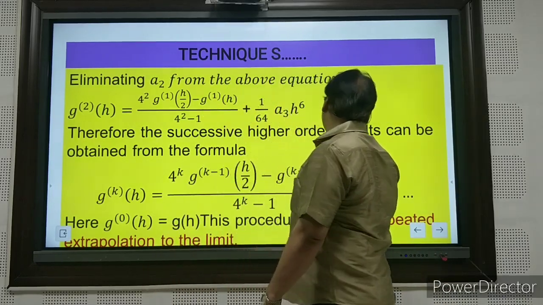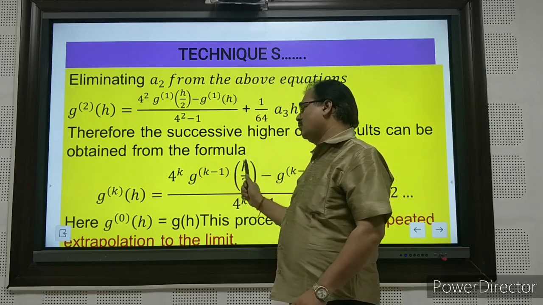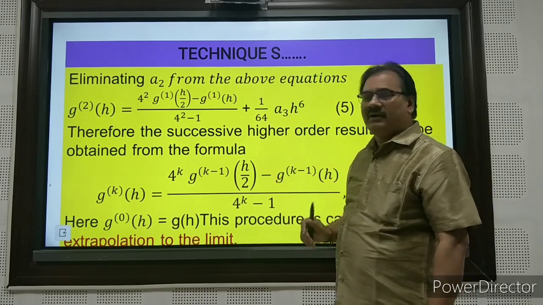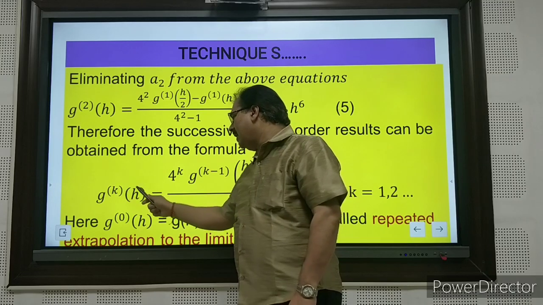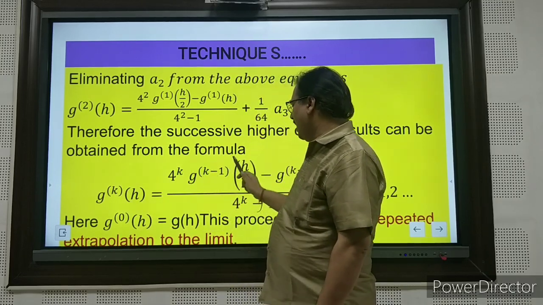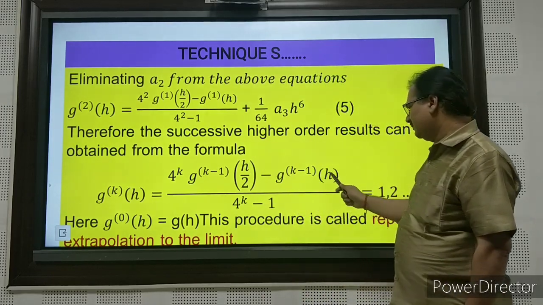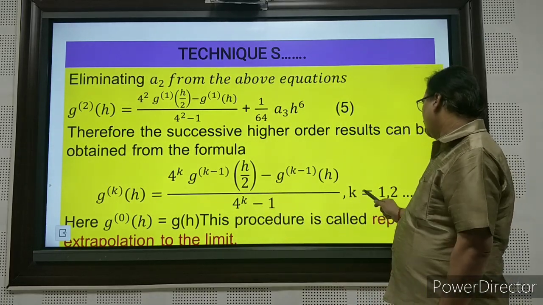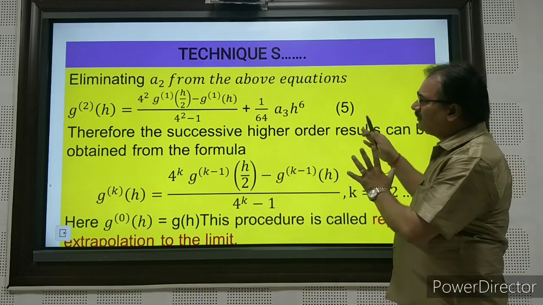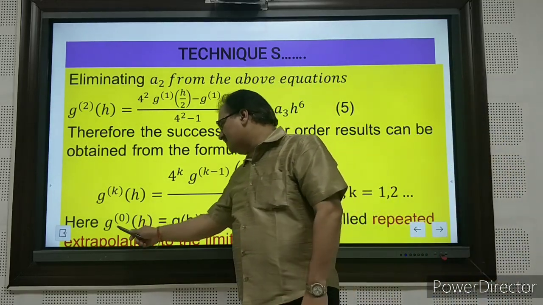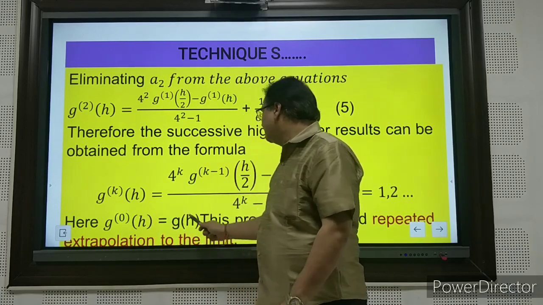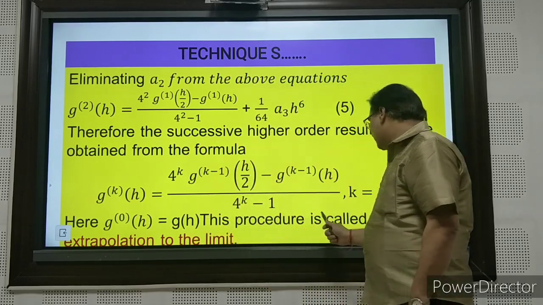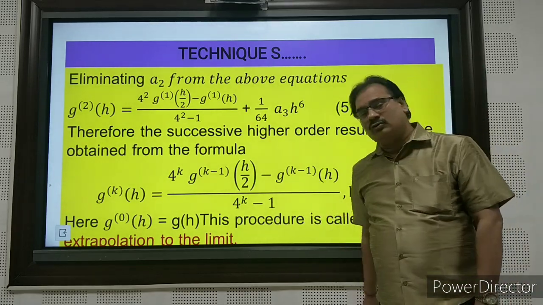Therefore, the successive higher order results can be obtained from the formula. This is the general formula. On the basis of the above derivation, you can define a general formula like g of order k, h is equal to 4 power k times g of order k minus 1, h by 2, minus g of order k minus 1 of h, divided by 4 power k minus 1, where k is 1, 2, 3, and so on. Also, it is always assumed that g of order 0, h is the same as gh. So g at order 0 means gh. This procedure is called repeated extrapolation to the limit.